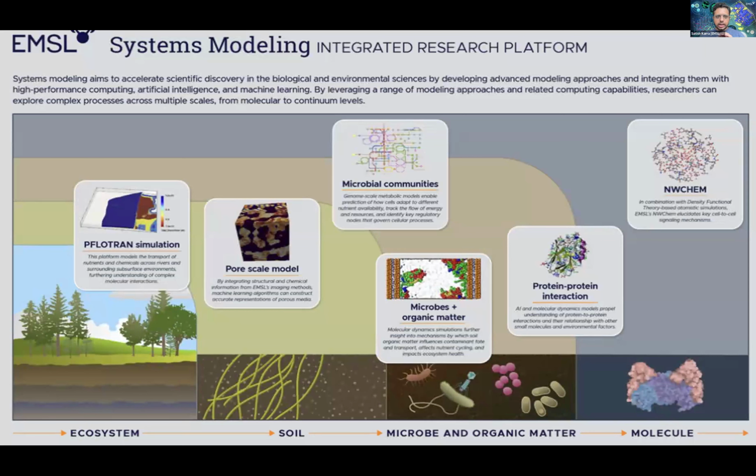Thank you, Kelly. So the systems modeling integrated research platform aims to accelerate scientific discovery in the BER space by developing advanced modeling approaches together with high-performance computing and machine learning and AI, going from molecular scale to microbial organic matter to soil, all the way to ecosystem scales, and also building algorithms and techniques to bridge all these scales and put them together.